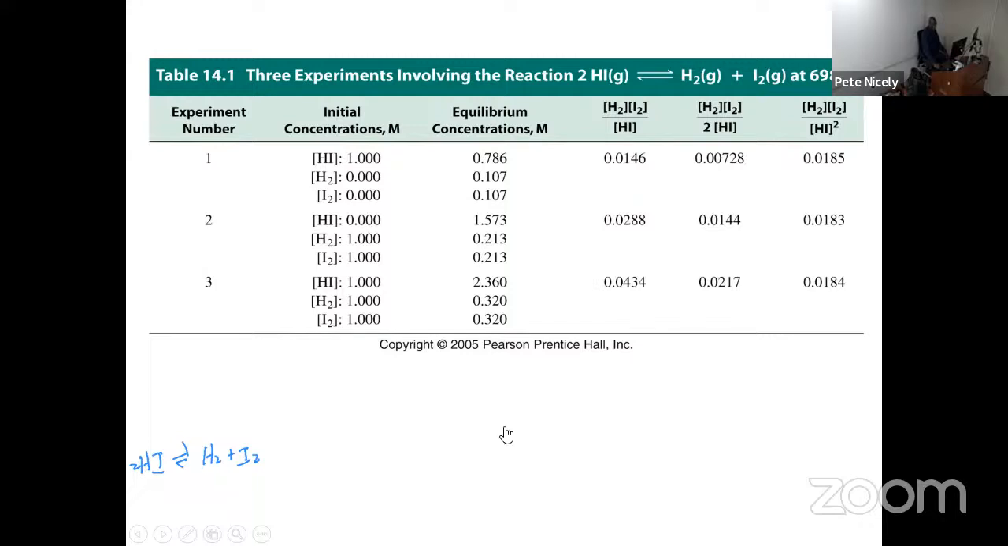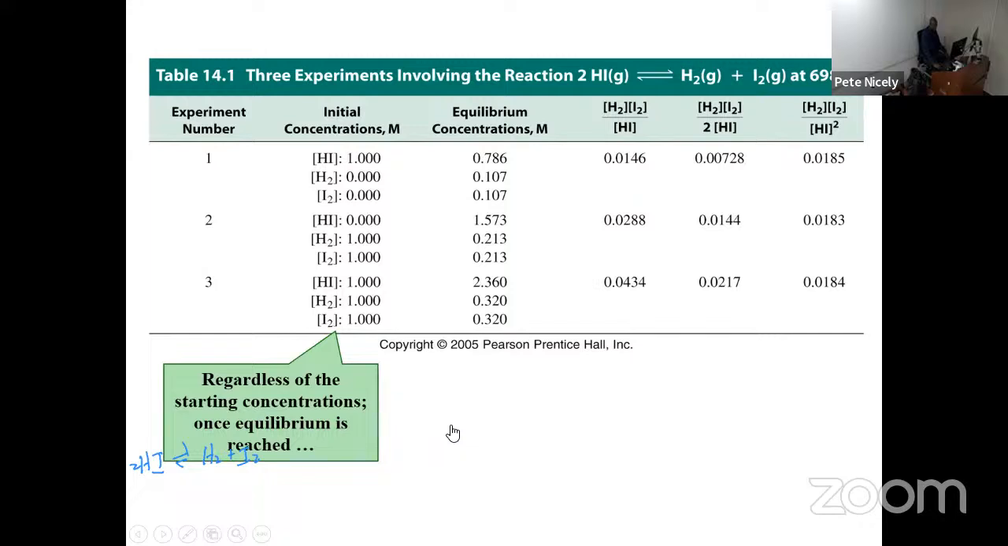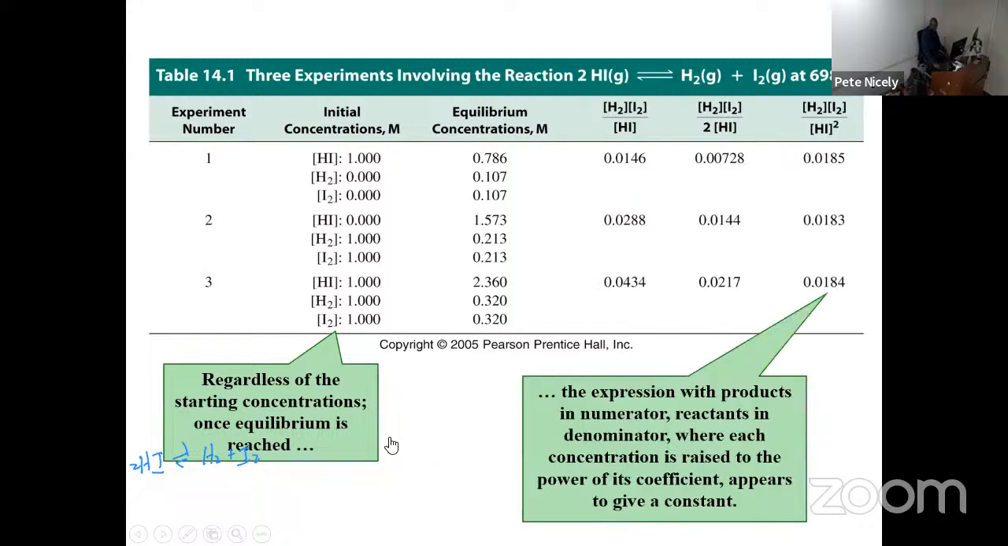And this is what you'll find for pretty much all equilibrium systems, right? What you'll find is that if you take the product of the concentrations of the products raised to their coefficient power and divide that by the product of the concentrations of the reactants, again raised to their respective coefficient power, then you're going to get a constant value for that ratio.